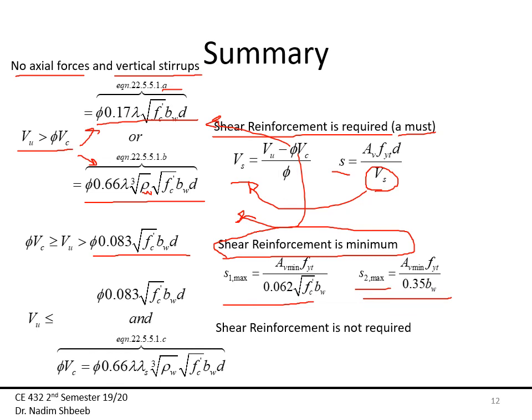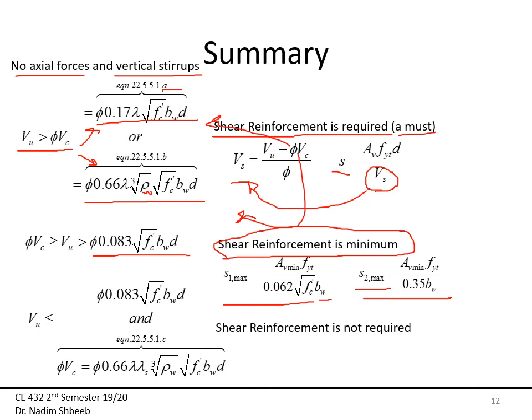Again, this is Av minimum. We know this value because beforehand we made the decision whether we're going to use a phi 8 stirrup or a phi 10 stirrup. Square root of f prime c is known, b web is also known, so we can calculate these two as well.